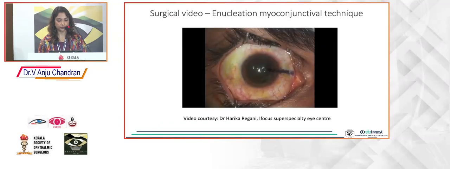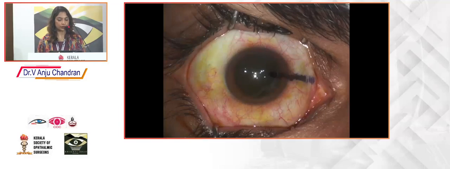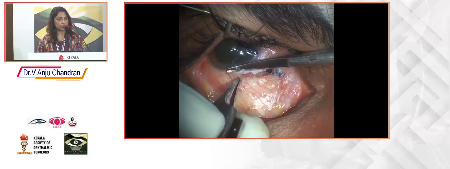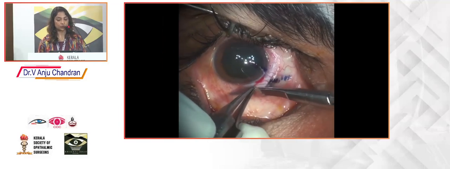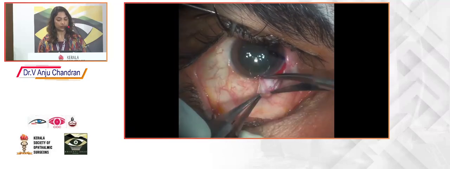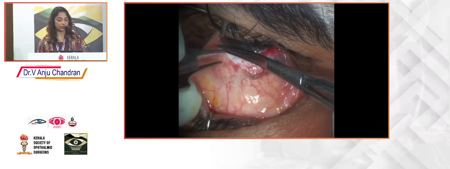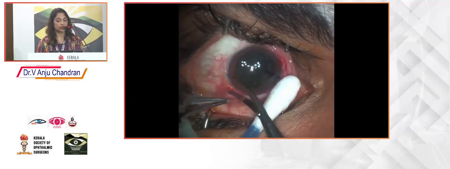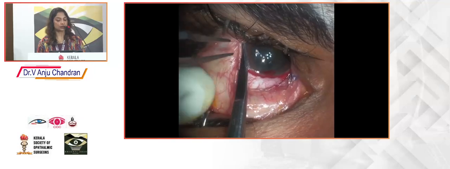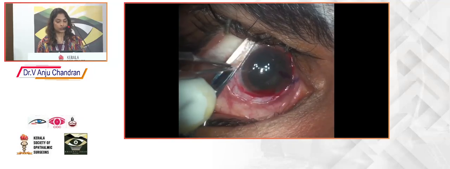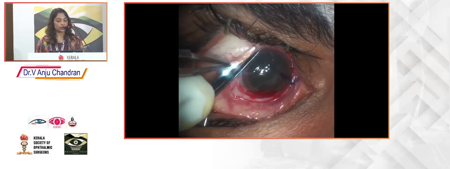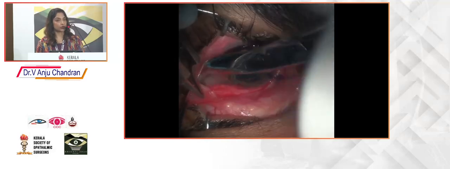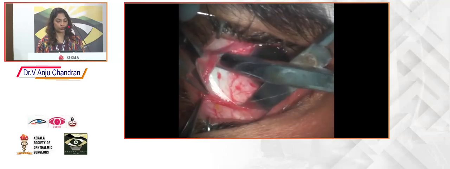We need to empathize with them and also tell them what they need to expect and do for their lifetime. This is a quick surgical video which shows enucleation by the myoconjunctival technique. Before you begin the procedure, always do a timeout. Make sure that it is the right eye. It needs to be dilated and you need to ensure your diagnosis is right before you carry on with the procedure. In order to reduce the bleeding, you can put in topical brimonidine.